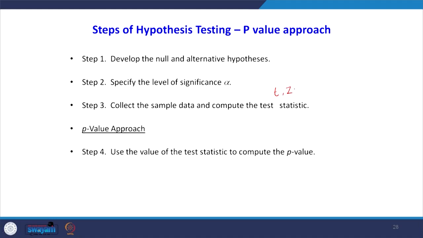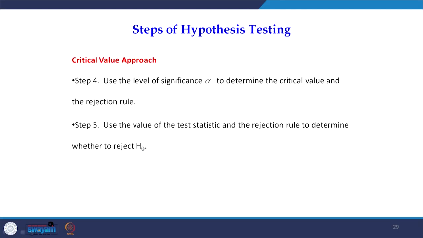In the p-value approach, what will you do? Use the value of the test statistic to compute the p-value. If the p-value is less than or equal to alpha, you reject it. The same steps apply for the critical value method: use the level of significance alpha to determine the critical value and rejection rule. Use the value of the test statistic and the rejection rule to determine whether to reject H naught.